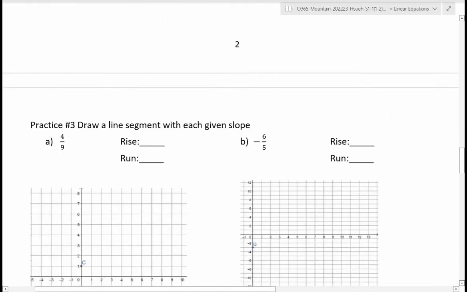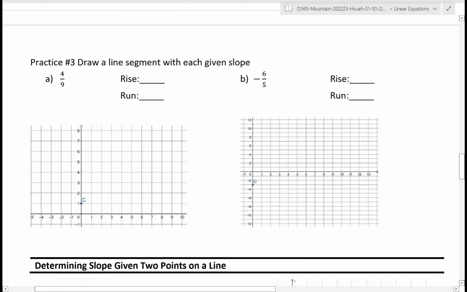Okay, so similarly, there are 2 for you to try. Okay, good luck.